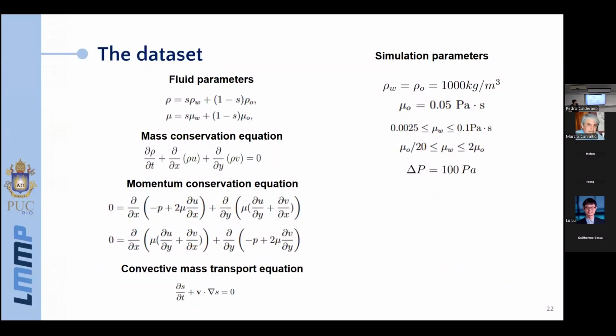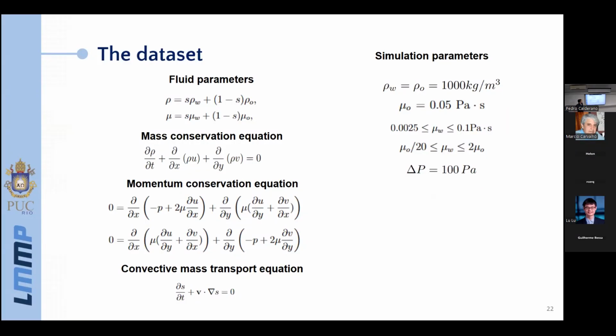About my model, I consider again the mass conservation equation and the momentum conservation equation. This momentum conservation equation is slightly different. I'm considering the Stokes formulation. This is a quasi-static process, so I had to set the acceleration terms to zero. And my convective mass transport equation here will be a source of trouble, and I'll come back to it later.